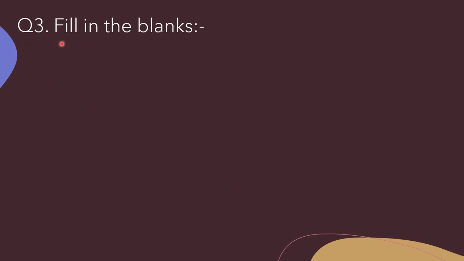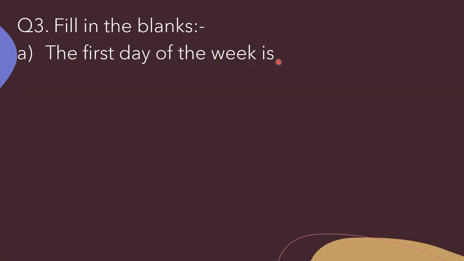Now, question number 3. Fill in the blanks. The first day of the week is dash. So beta, which is the first day of the week? That is Monday. You need to learn all the spellings of the days of the week and the months' names. So here we will write Monday. Now, B part.